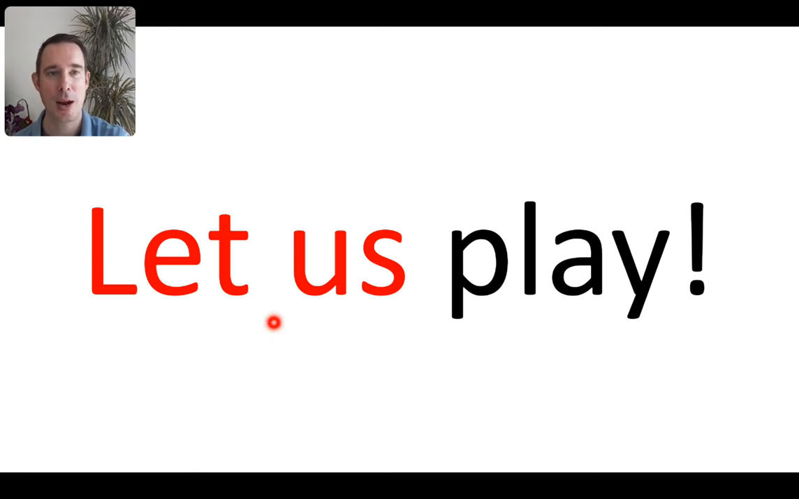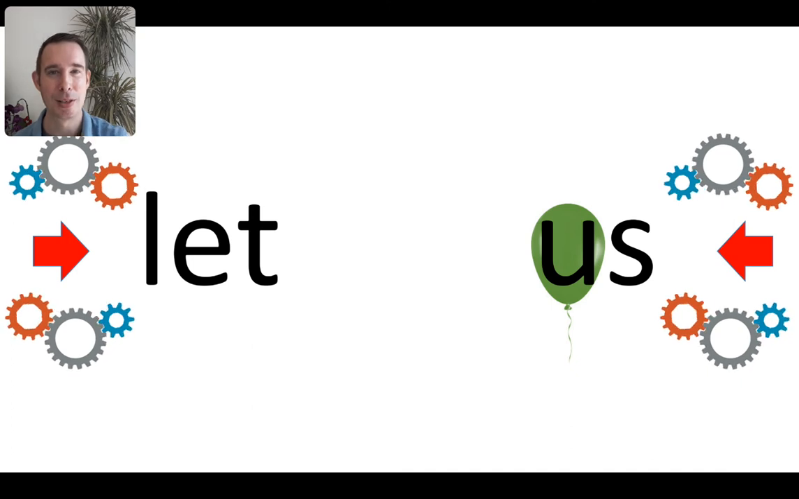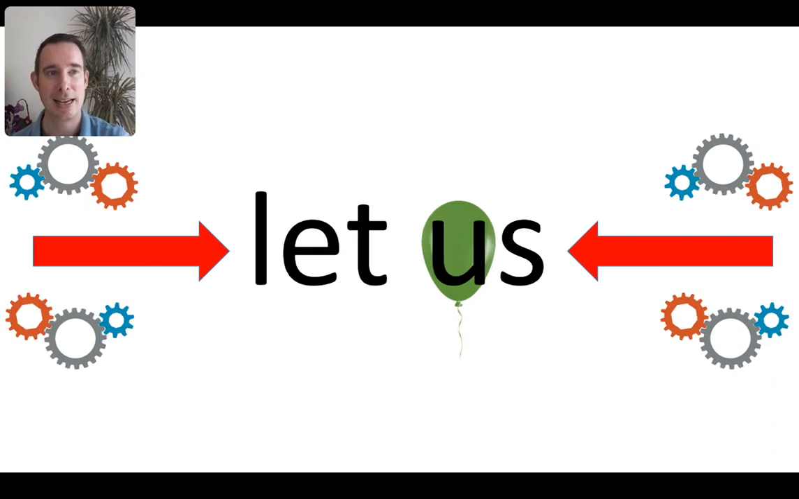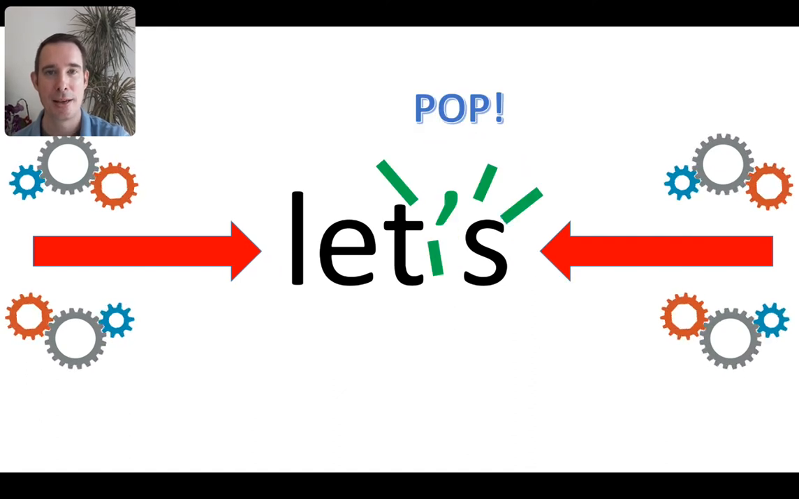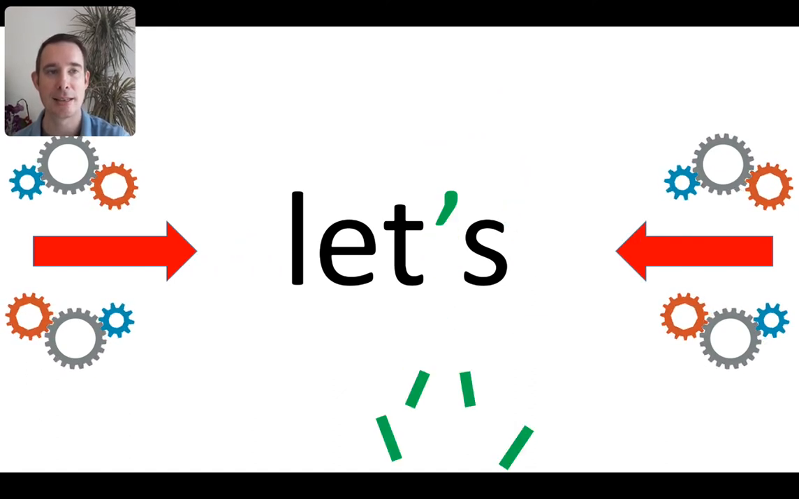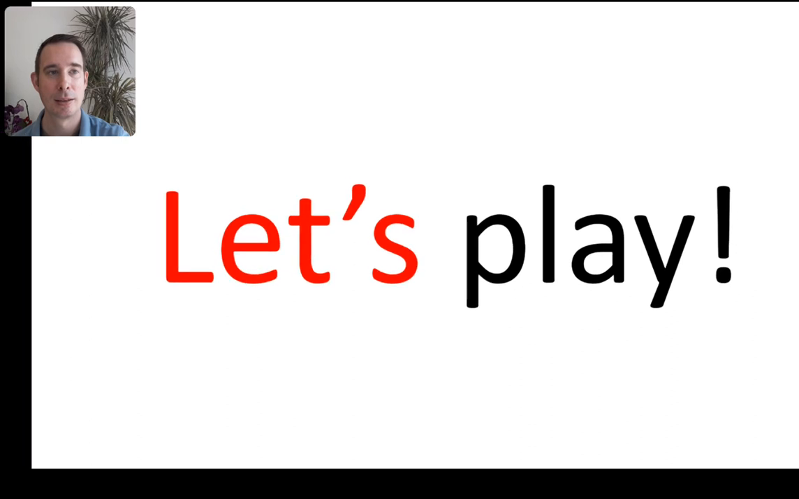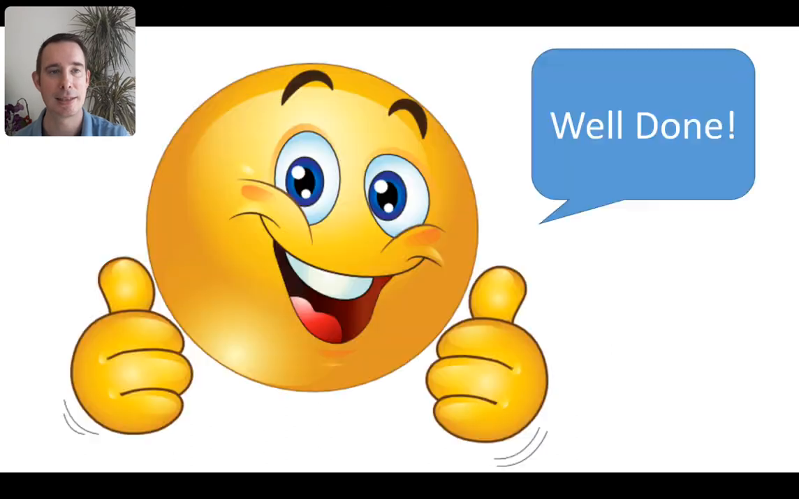All right, let's try one of these. Let and us. Let us play. What's the contraction? In the machine, this time I have the U. The U is going to be my balloon, and let's squish it together. Let us, let us. Squish that balloon, let us, and pop. There's the pop, and the apostrophe stays. Let's play. There we go. Let us contracted to let's.